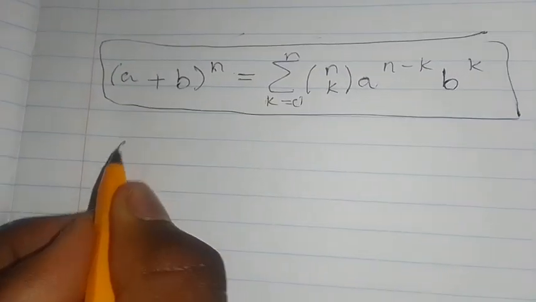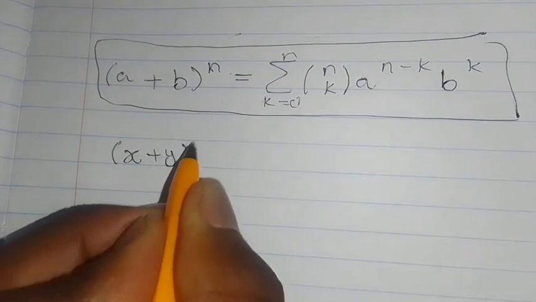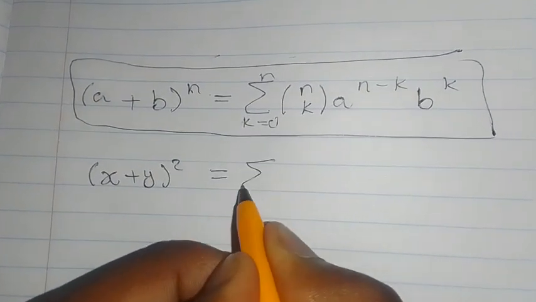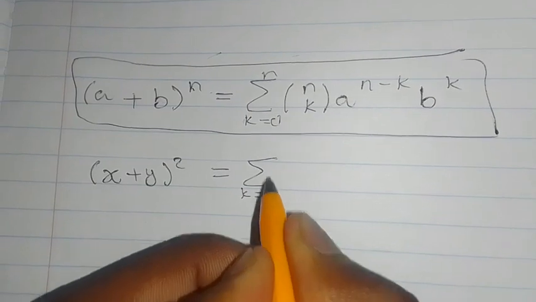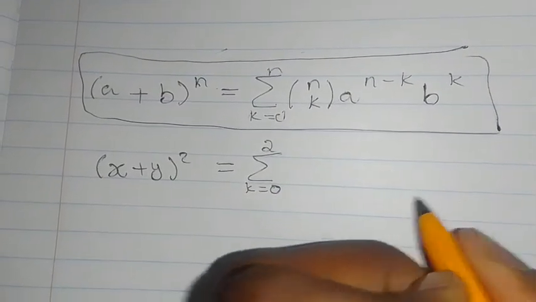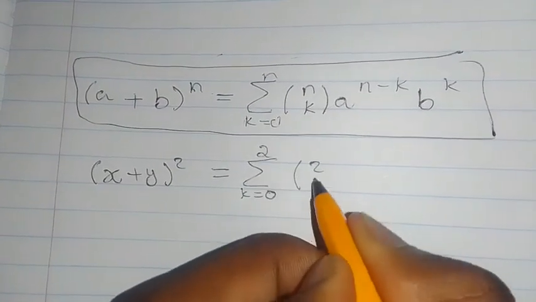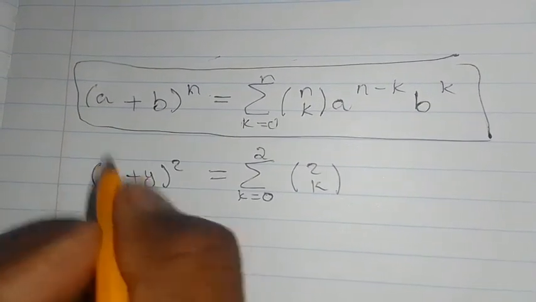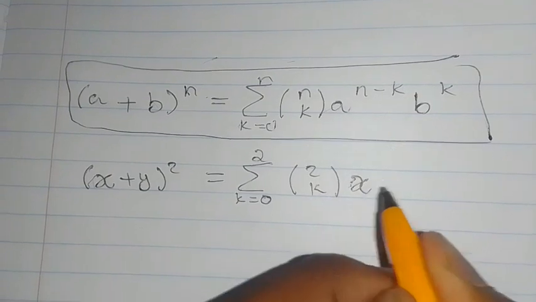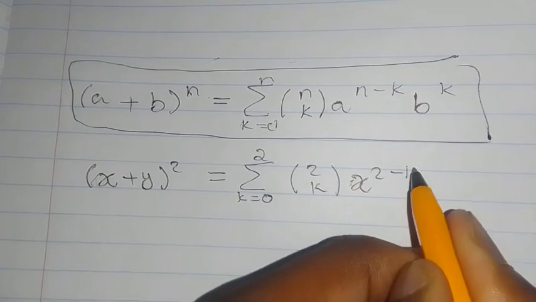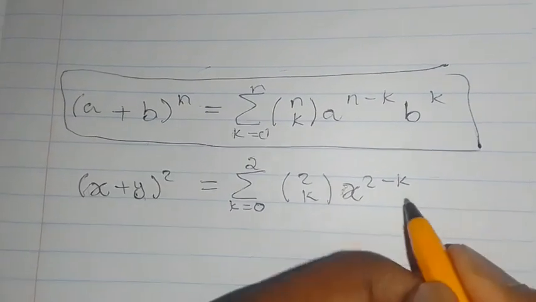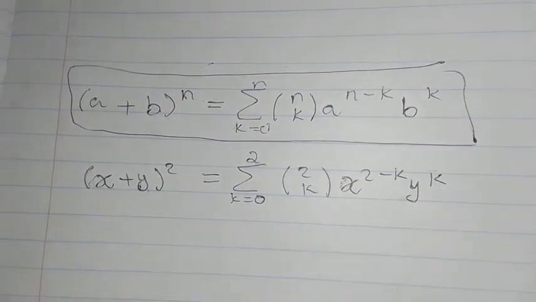Let's say, for example, you want to find (x + y)^2. If you want to find the expansion of (x + y)^2, this basically means the summation from k equals 0 to k equals 2 of 2 combination k multiplied by a, where you replace a with x. Then you have x to the power 2 minus k multiplied by b, which will be y, so it will be y to the power of k.